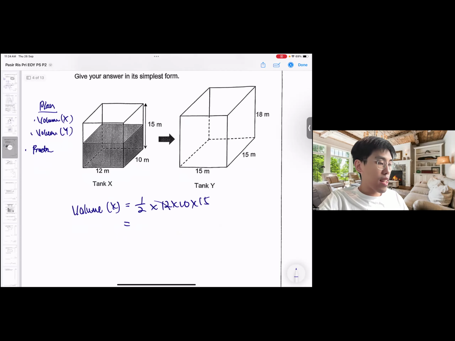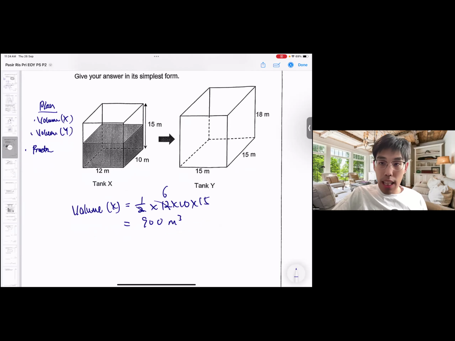Okay, this one can cancel off, 9, 6. So it's 900 meter cube of water. Okay, if you are not sure, for Paper 2, if you cannot do mental calculation, press calculator. Paper 2 can use calculator. So if you cannot mental calculate, it doesn't matter. Press calculator. Make sure you get the correct answer.